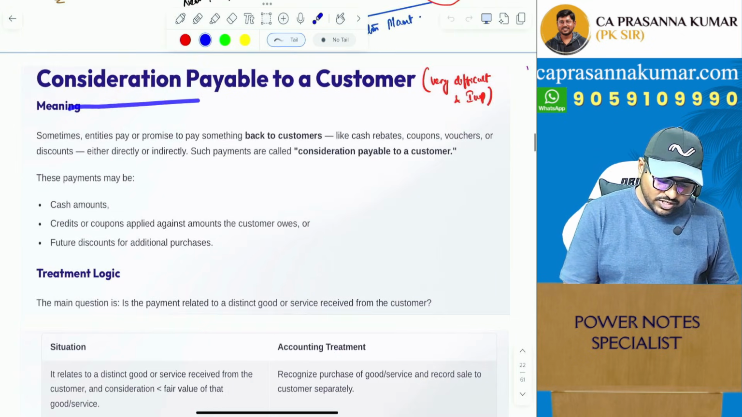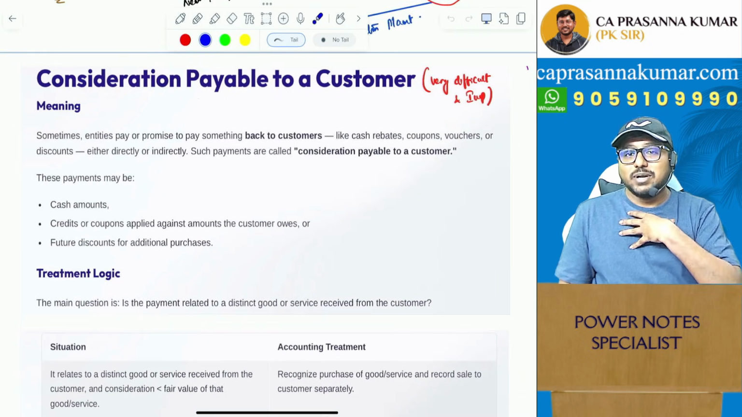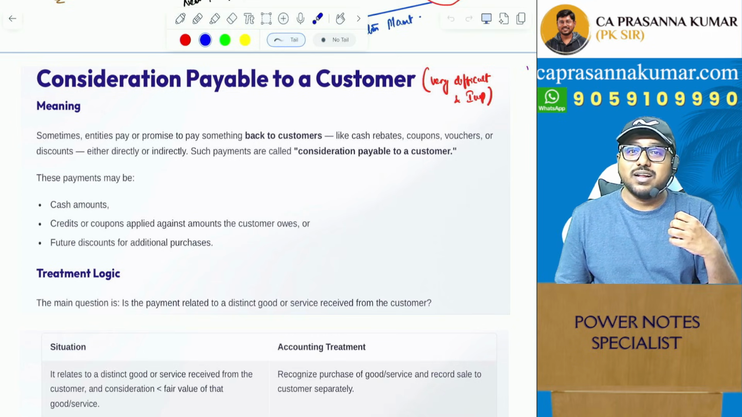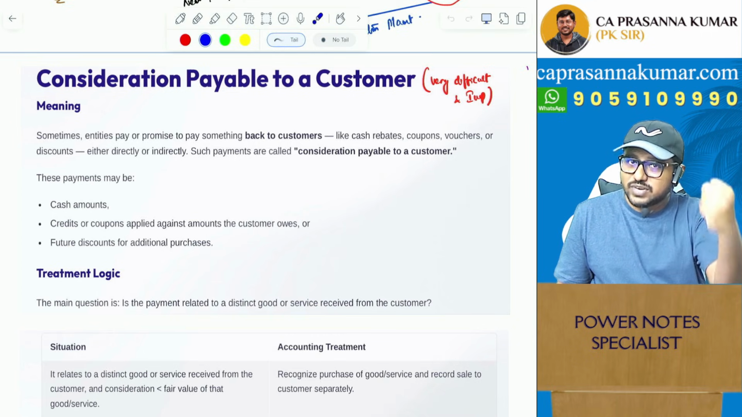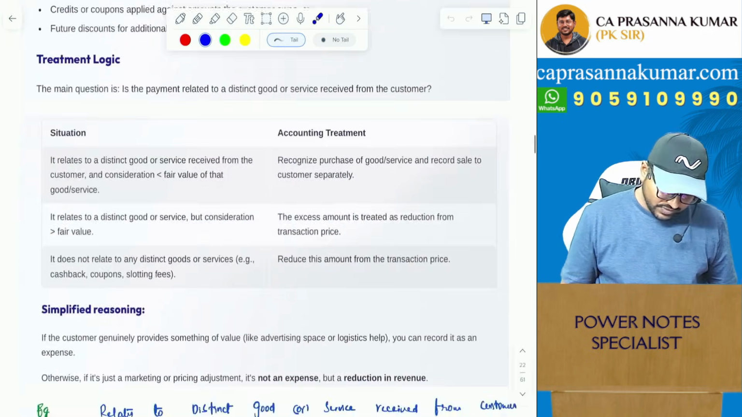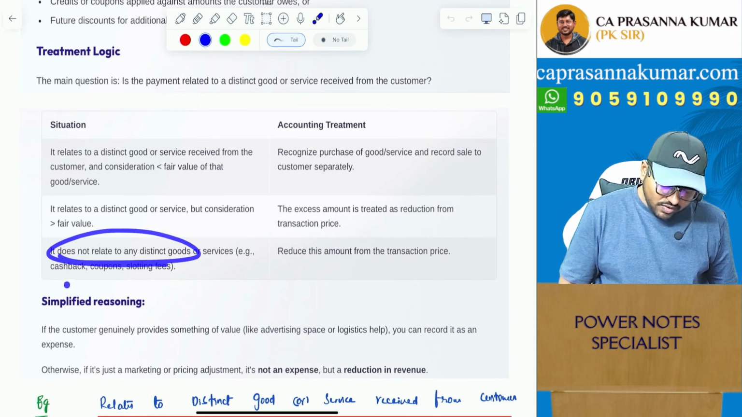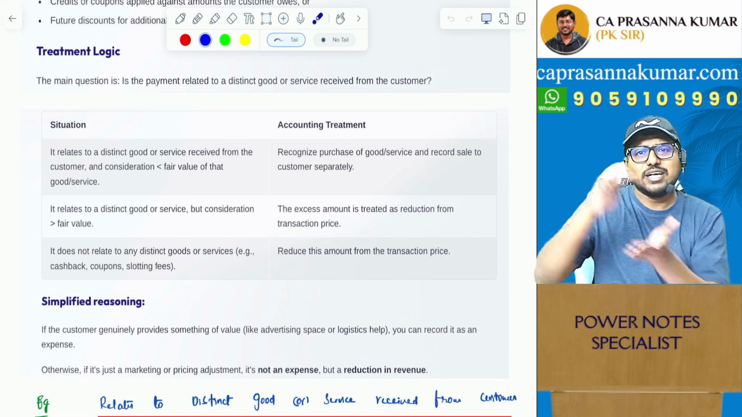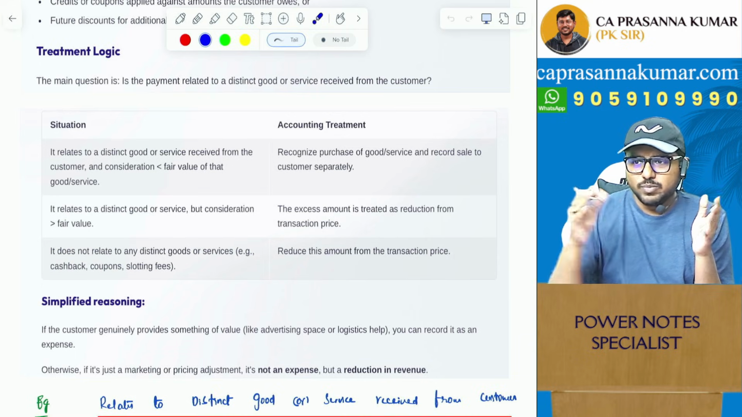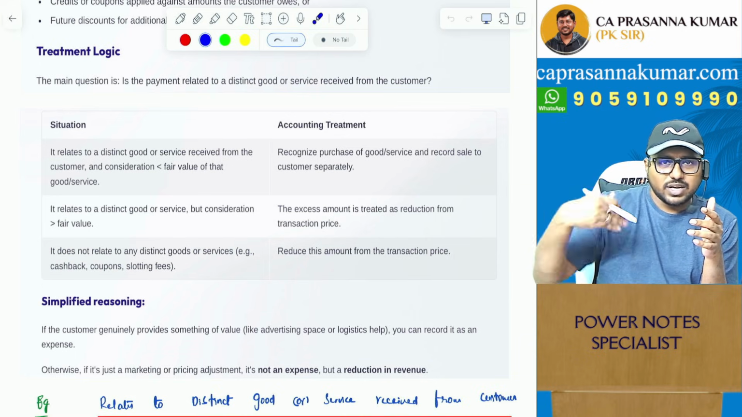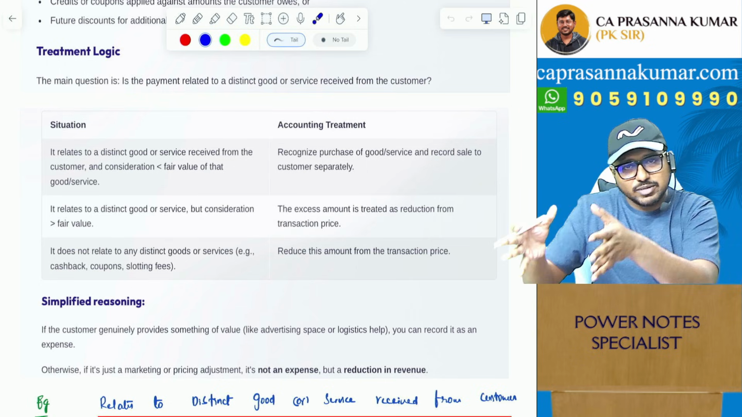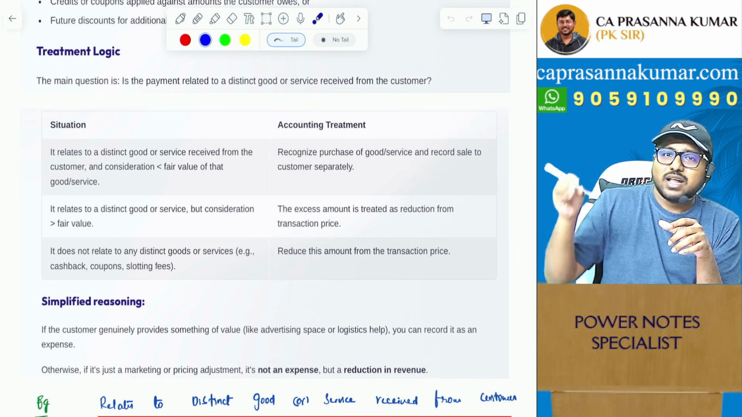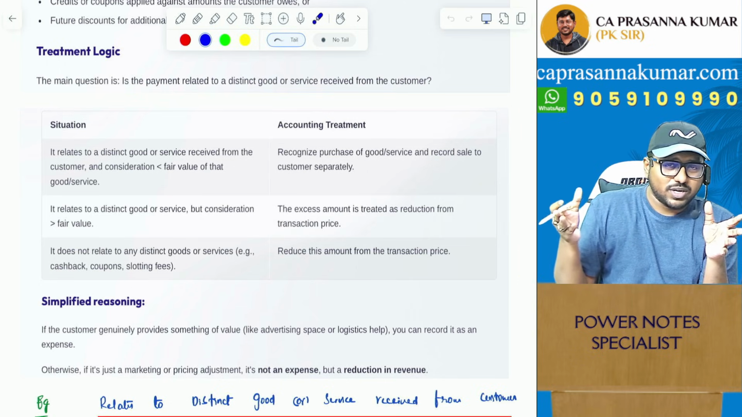So whatever the consideration that you paid to the customer, that is Raymond has paid to what? Reliance Fashion Mart, belongs to distinct service, that is advertising service. Therefore treat it separately. Suppose it does not relate to any distinct service, like first one, slotting fee, which I was talking about, then you just set it off with the transaction price. That's all. You'll be getting money from Reliance Fashion, because you are selling your garments to Reliance Fashion, and Reliance Fashion has just kept it at a prominent place, which we call it a slotting fee.